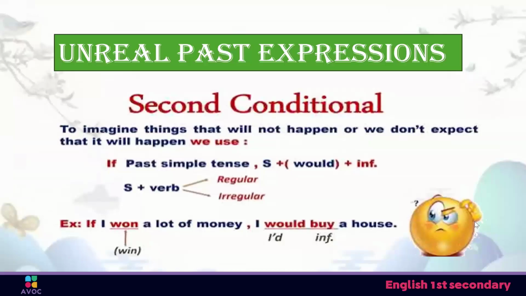For example, when I say: if I won a lot of money, I would buy a house. I would buy a palace. I would buy a new mobile phone. Okay? Whatever. The part I want to focus on is the if clause: if followed by a subject followed by the past simple tense, won. The past of win.